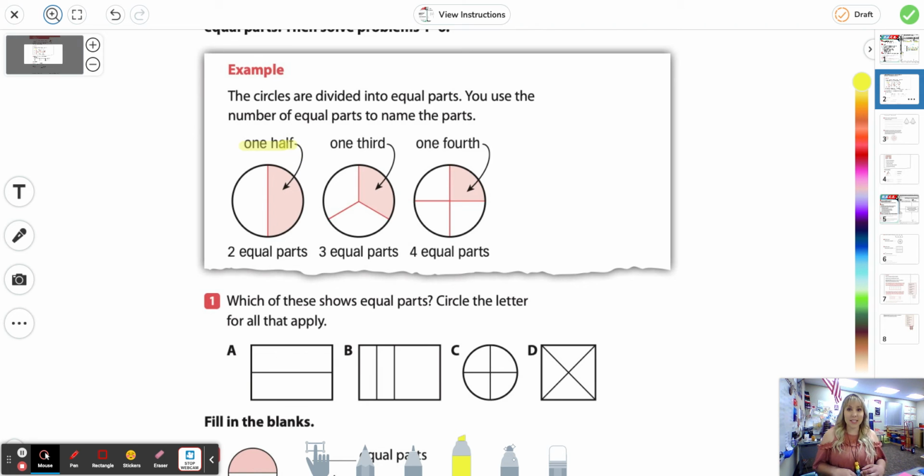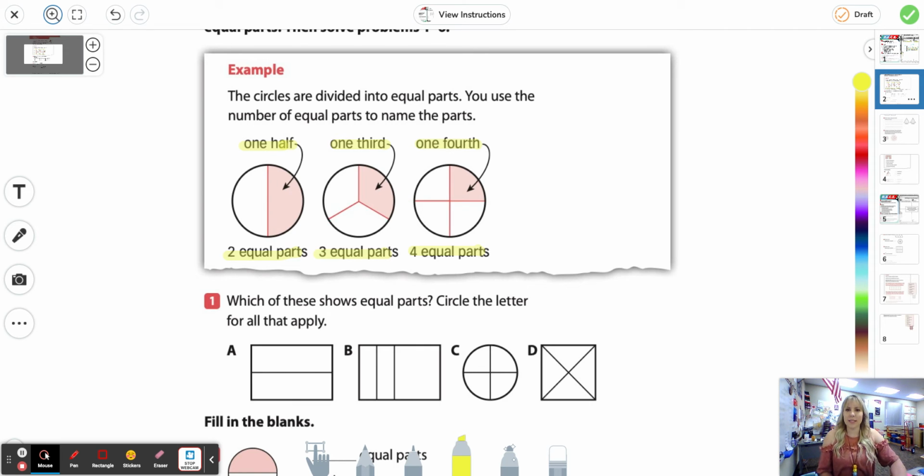If you have a brother or a sister or a best friend, you might break apart a cookie in half and share it with them. That's equal pieces. You would have 2 equal parts. Now, if you had to share between 3 people, that would be named 1/3 for 3 equal parts. And if you share with 4 people, that would be 1/4 for 4 equal parts.